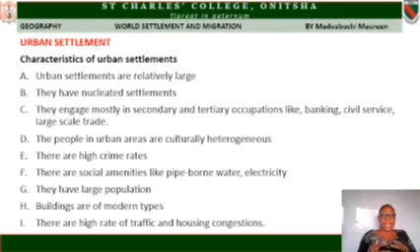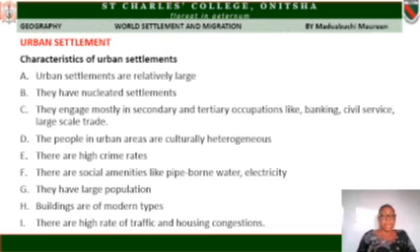Three, they engage mostly in secondary and tertiary occupations like banking, civil service, light-scale trading. Four, the people in urban areas are culturally heterogeneous. For example, in the house where you are living, your next door neighbor might be from Ondo State, the next person might be from Enugu State. So culturally they are different.